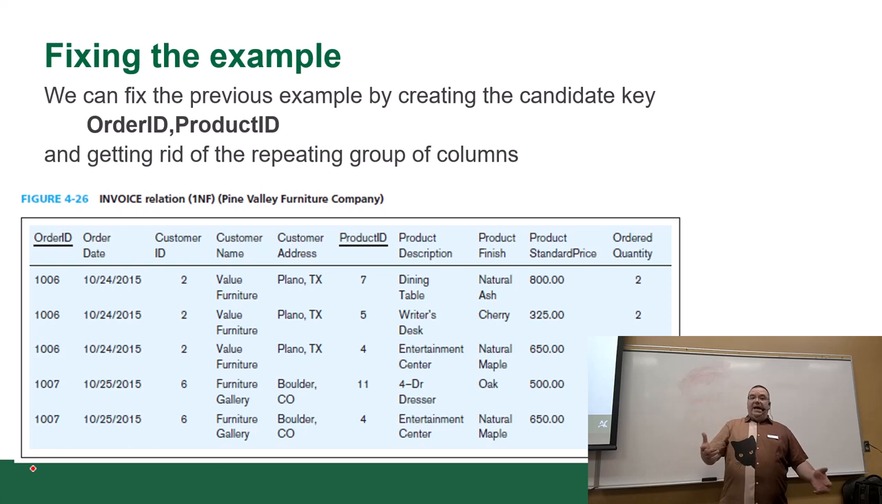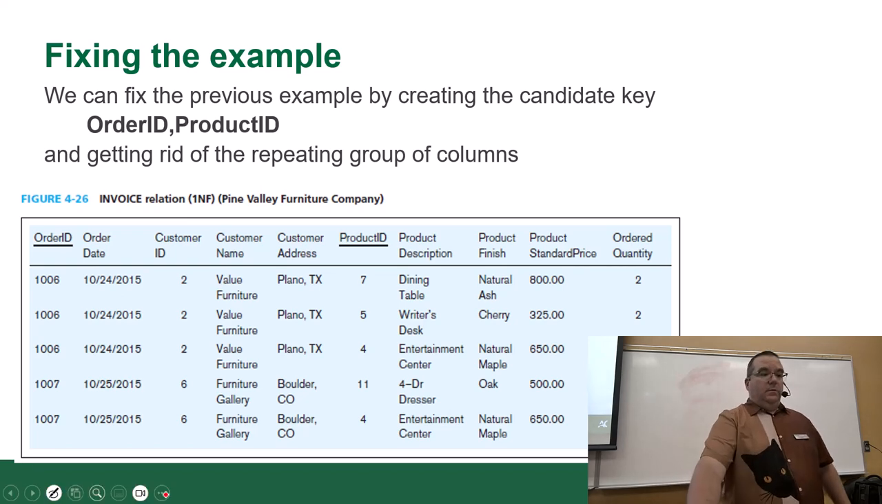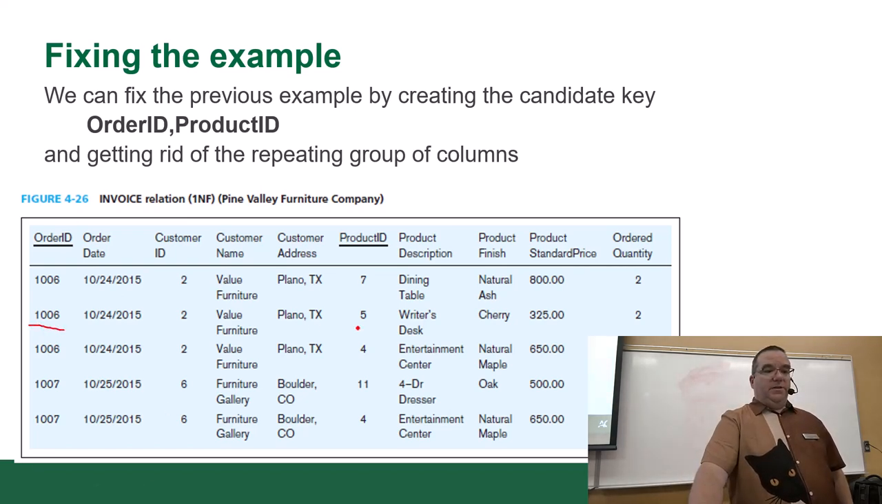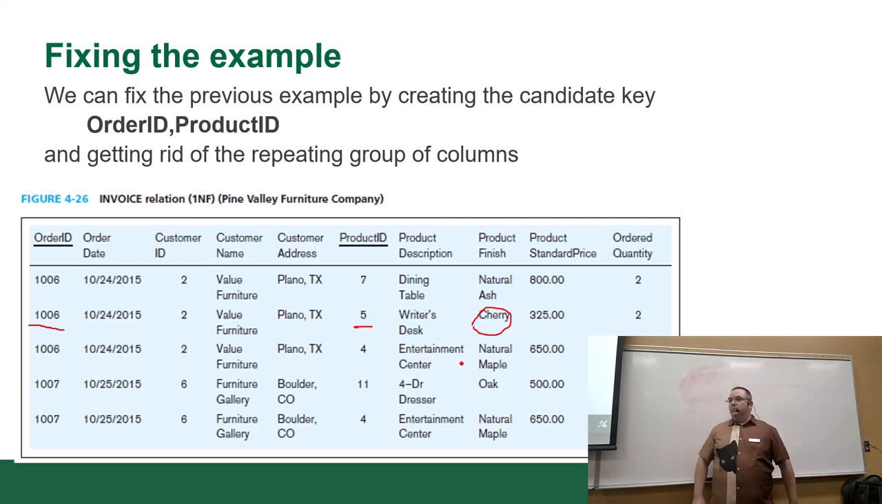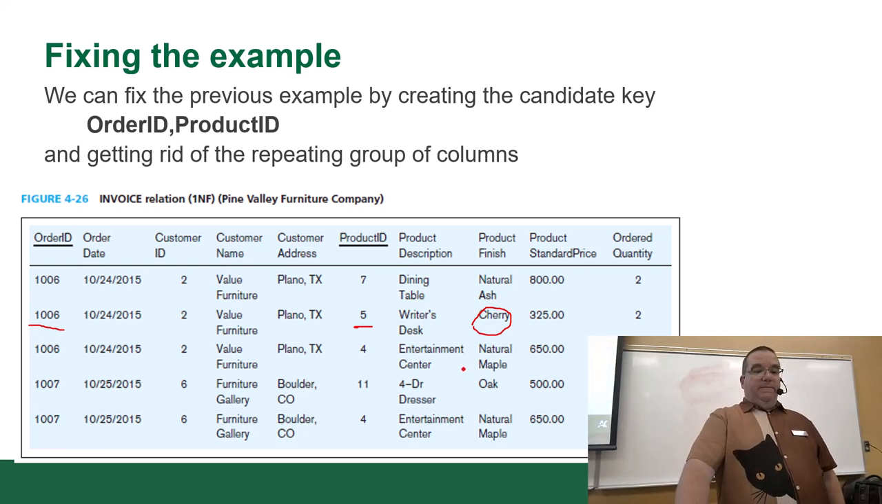It has insertion anomalies. If we want to add another product to an order, we have to duplicate the order information for every product we add in. If we want to delete a row of data, like the row of order ID 1006, this one right here, plus this product ID, we lose the fact that we ever sold cherry as a color or the type of wood. That's the deletion anomaly. If we want to update the price of the entertainment center, we'd have to do it in two places. So all the anomalies are still there. We're just now able to actually work with it.